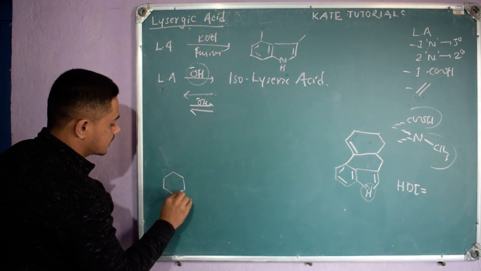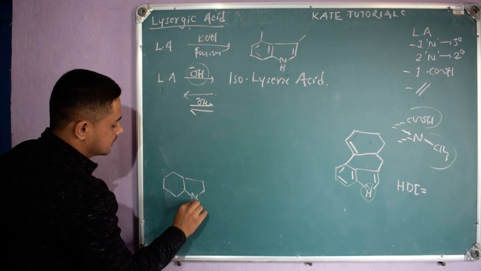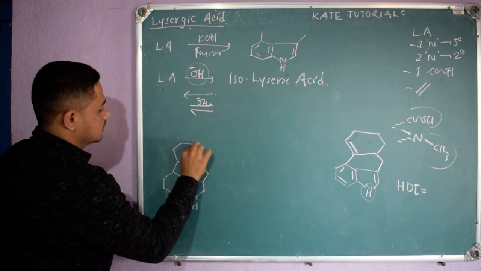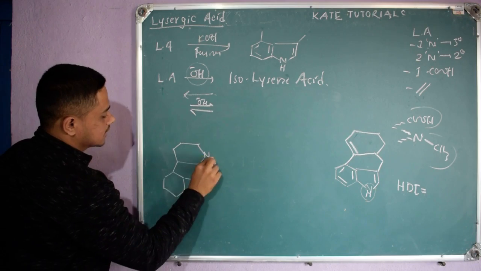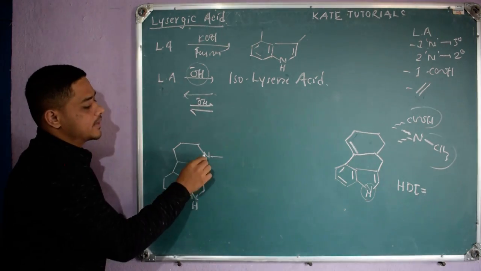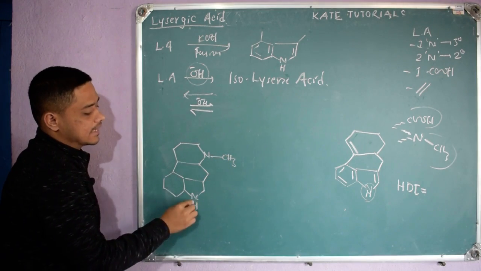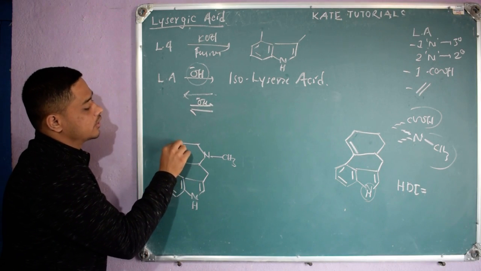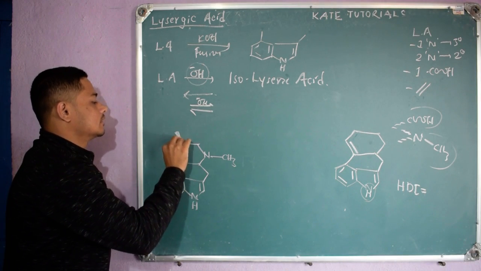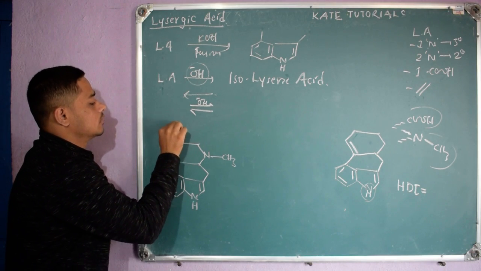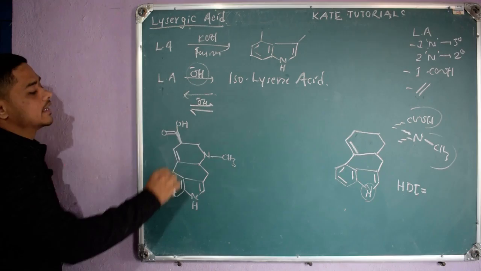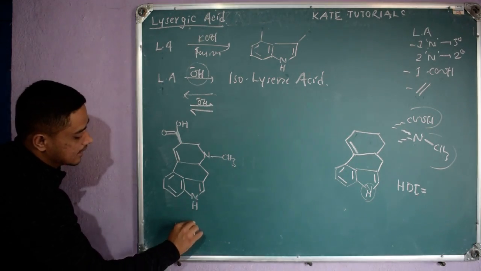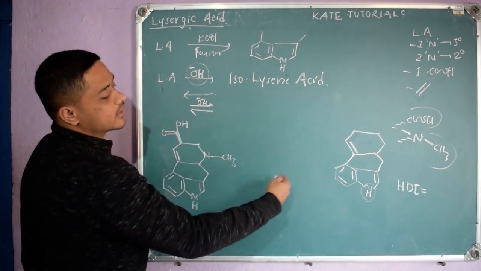Initially till now they have got this structure, right? Now they gave this structure. One of the nitrogens, which is tertiary, will be here, attached to CH3, and this nitrogen is secondary. Here the conjugation will be like this, the double bond will be here, and this COOH group will be like this. Here, if the stereochemistry is above, then we call it lysergic acid. When we treat it with OH minus, we will get isolysergic acid.